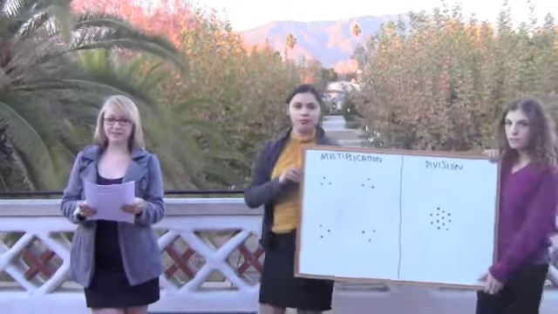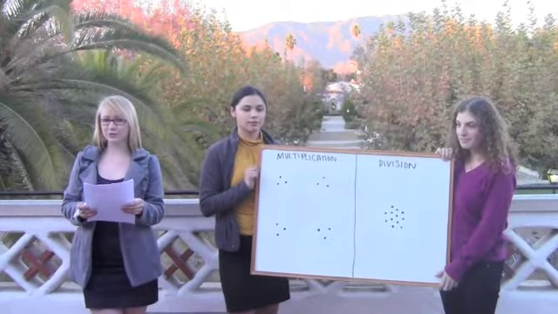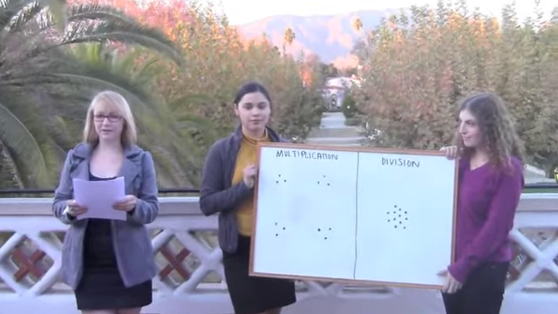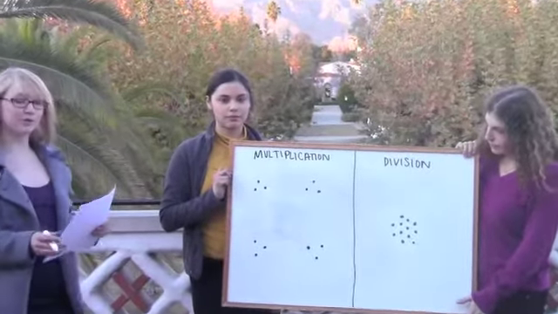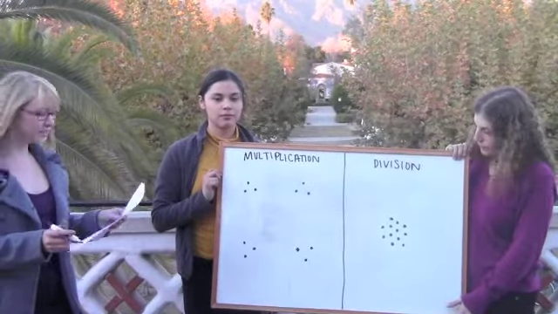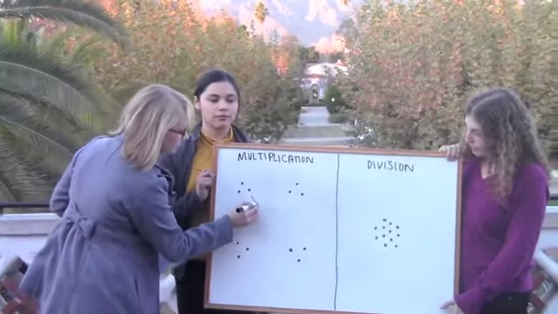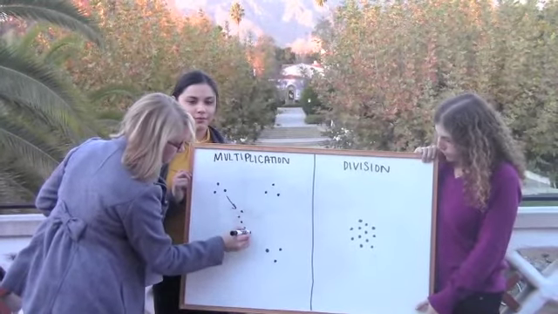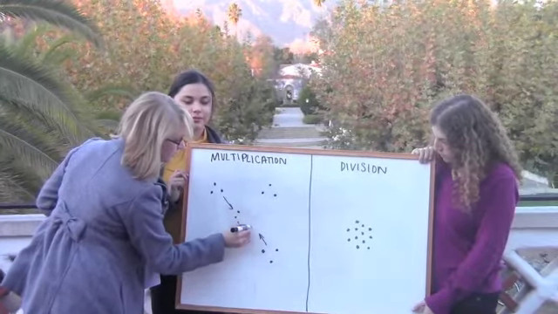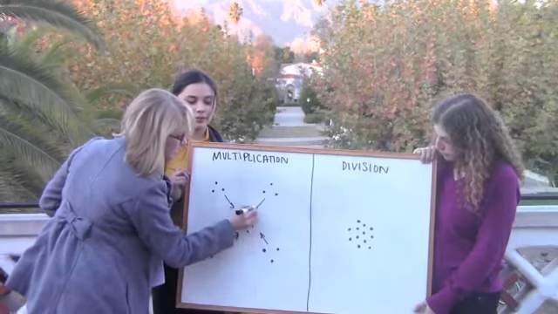But why does this work? Let's look at the operations of multiplication and division a little more closely. Multiplication, in its simplest form, can be defined as the repeated addition of groups of the same number of elements. For example, if we look at 3 times 4, which we know to be equal to 12, this can be described as 3 plus 3 plus 3 plus 3.